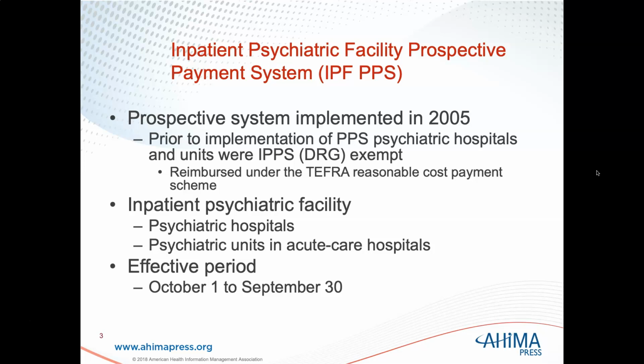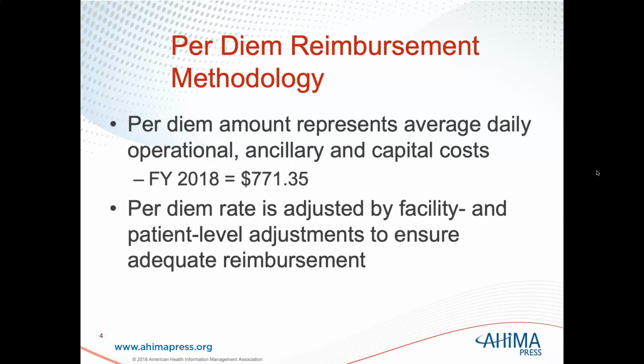Again, they use the federal fiscal year, which is October 1st to September 30th, just like in inpatient acute care facilities as well. Per diem reimbursement methodology represents average daily operational, ancillary, and capital costs. This per diem rate is adjusted by facility and patient level adjustments to ensure adequate reimbursement.